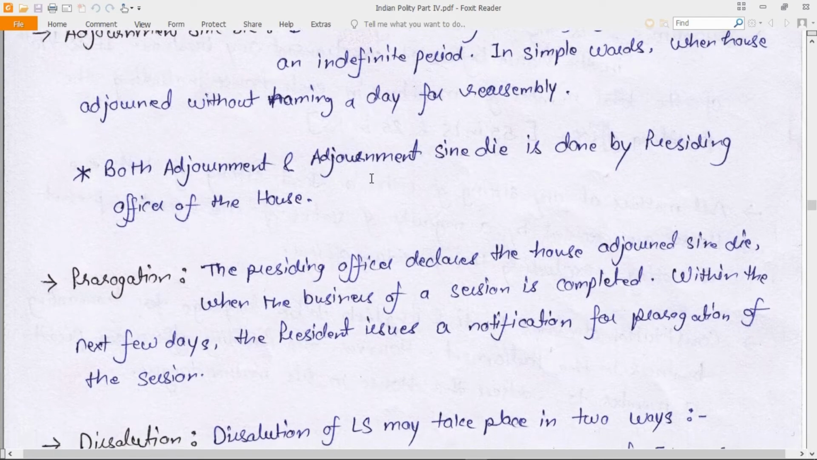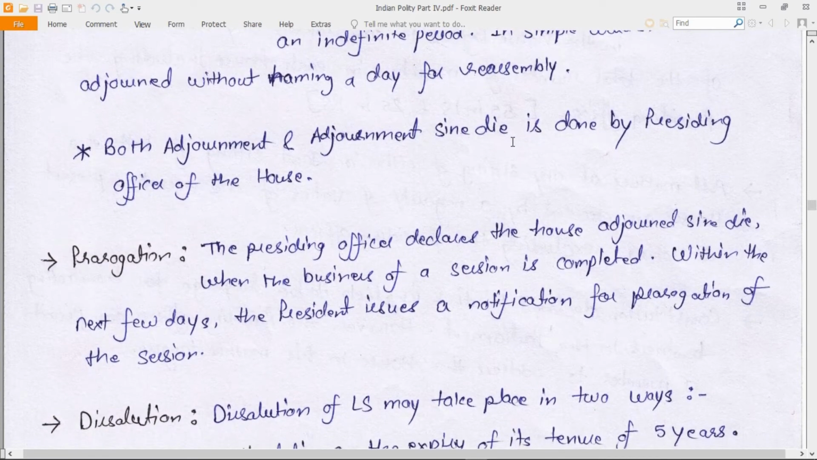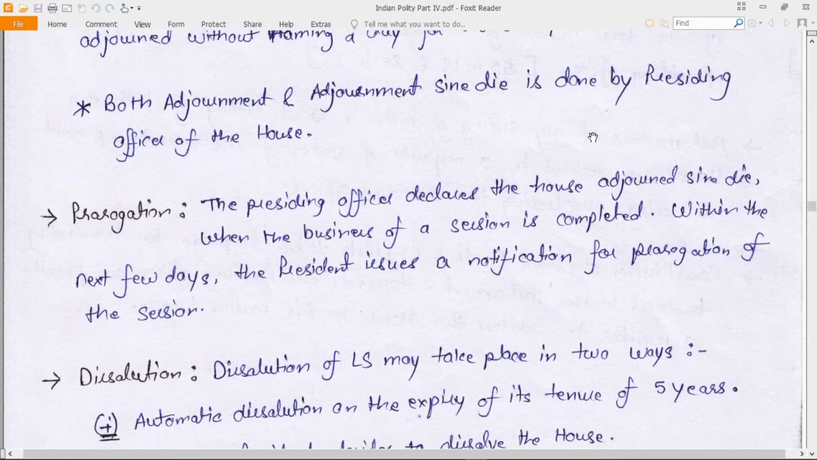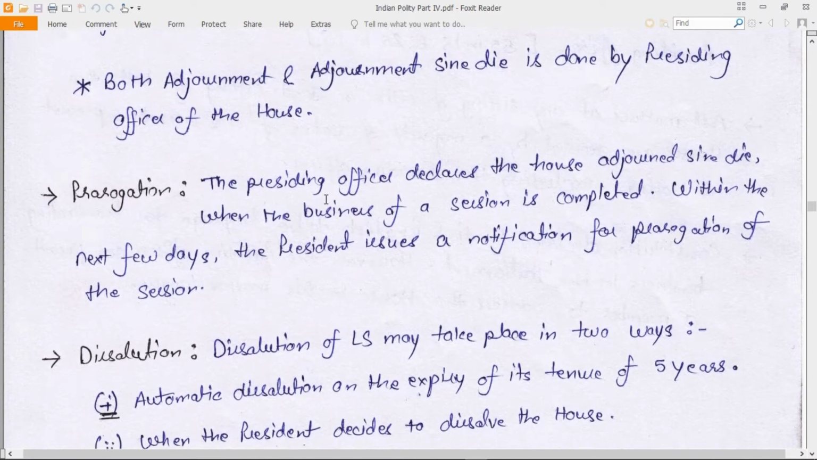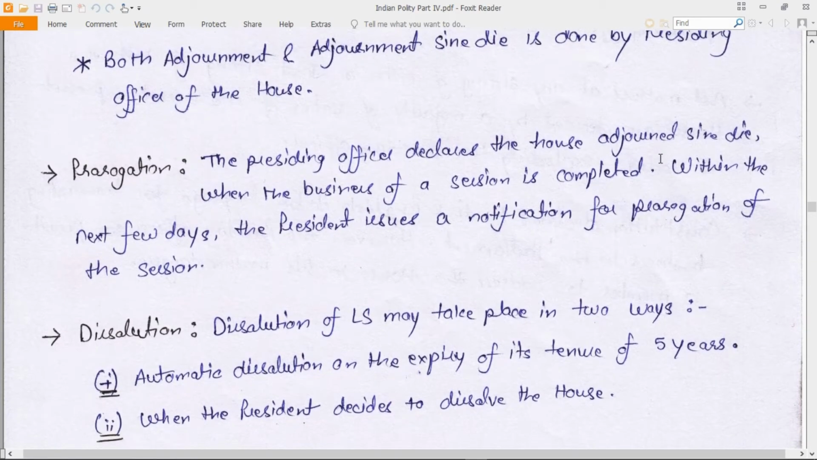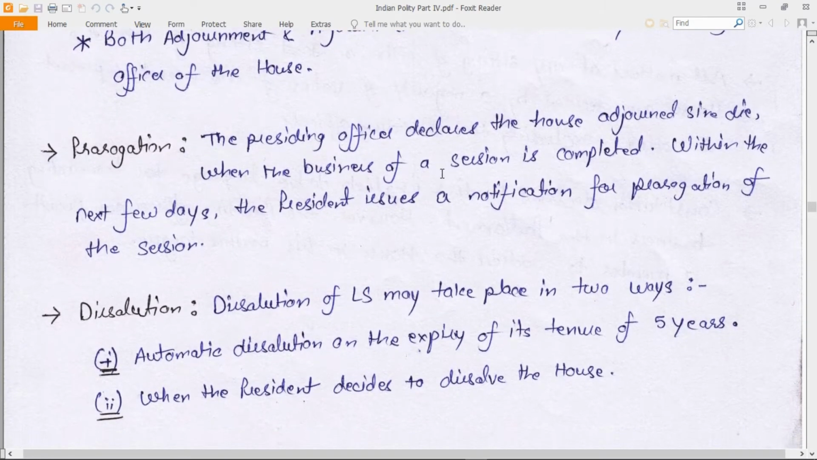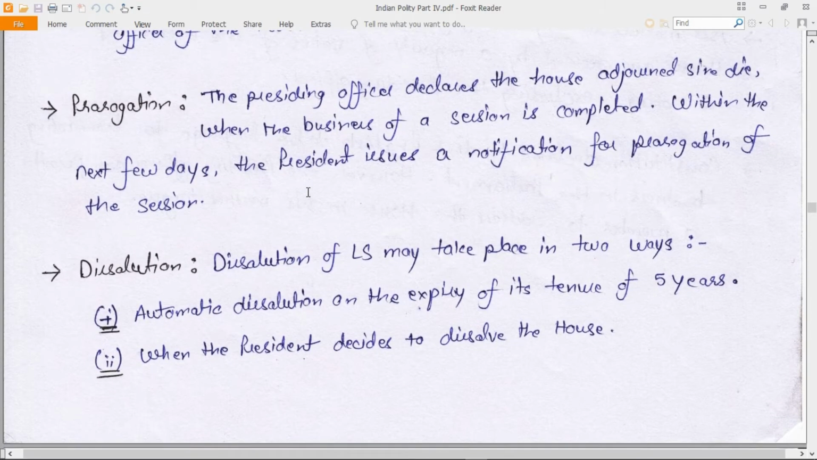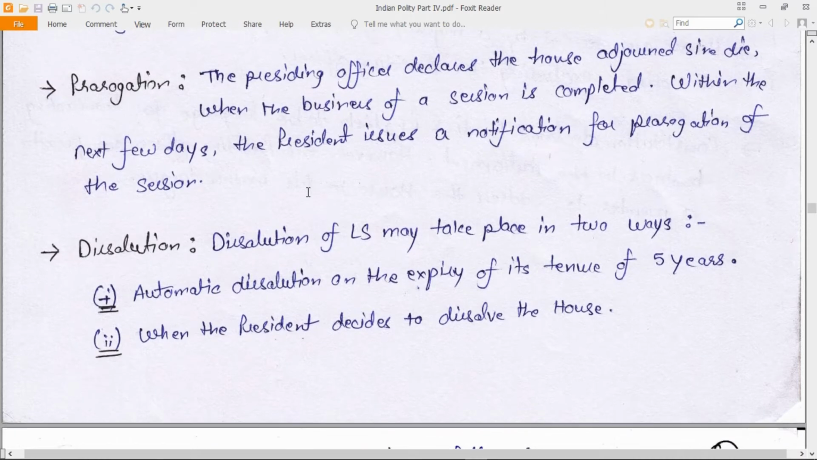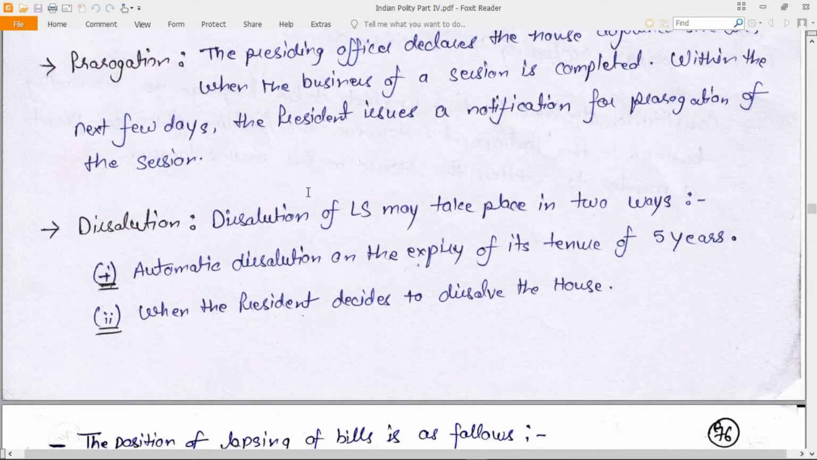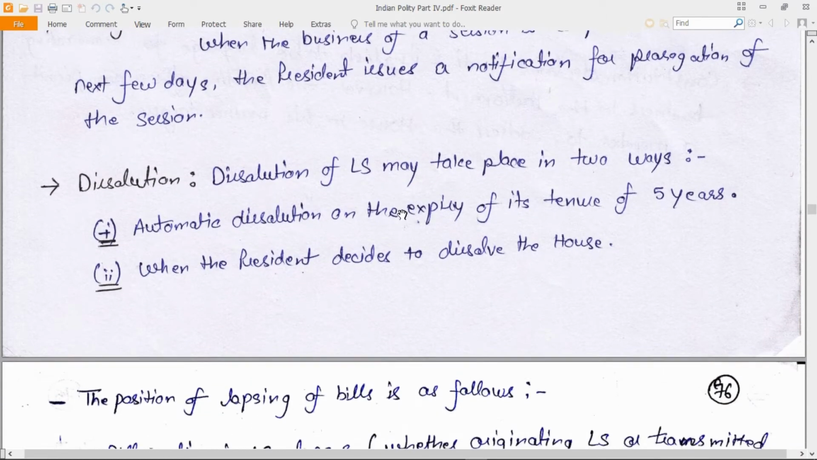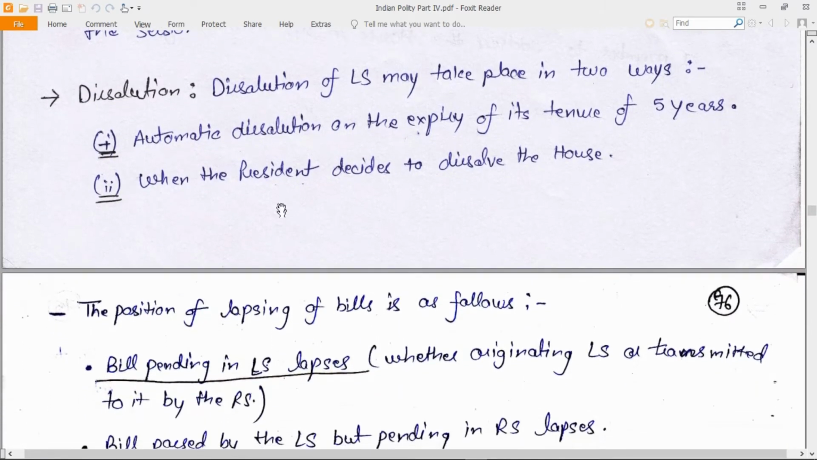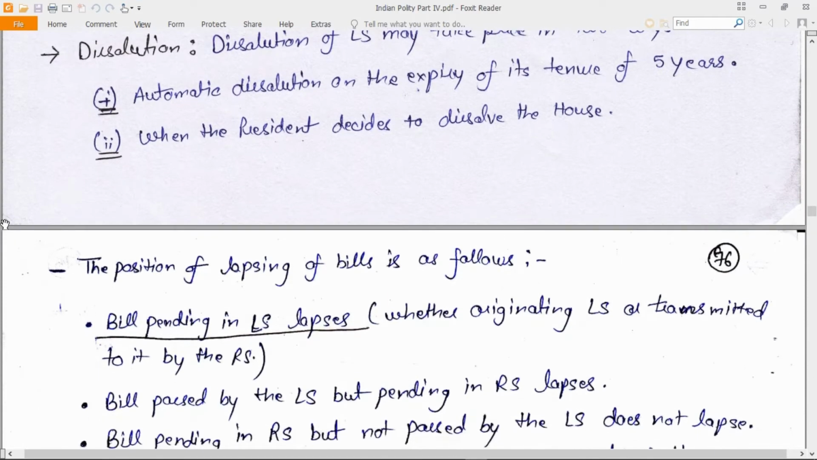Both adjournment and adjournment sine die are done by the presiding officer of the House. What is prorogation? The presiding officer declares the House adjourned sine die when the business of a session is completed. Within the next few days, the President issues a notification of prorogation of the session. Now, dissolution. Dissolution of Lok Sabha may take place in two ways: automatic dissolution on the expiry of its tenure of 5 years, or when the President decides to dissolve the House.